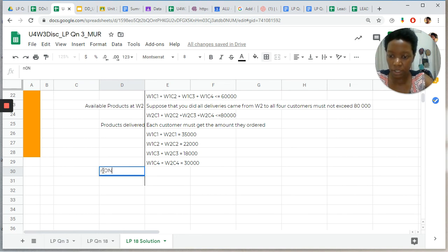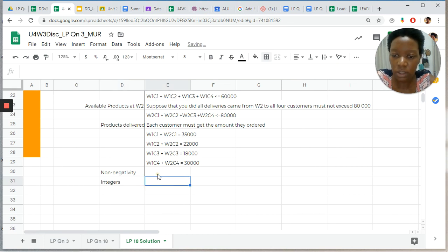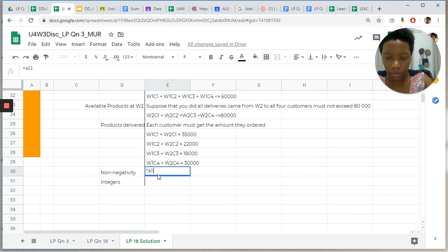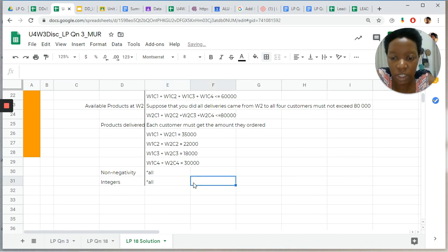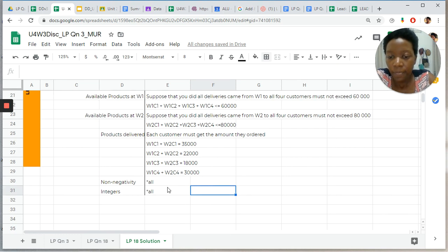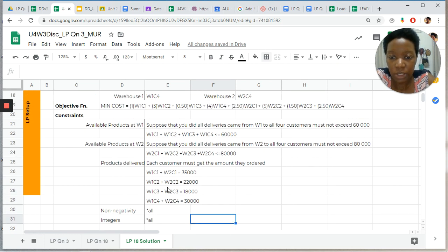Last but not least, non-negativity, integers, and this applies to all. So I'm just going to put a star here and say all. You already now know how to do non-negativity and integers. It's selecting all of your variables and saying they must be greater than 0. Selecting all of your variables and saying they must be whole numbers. You can't deliver half a pack. Okay. I'm not going to write those out in detail.